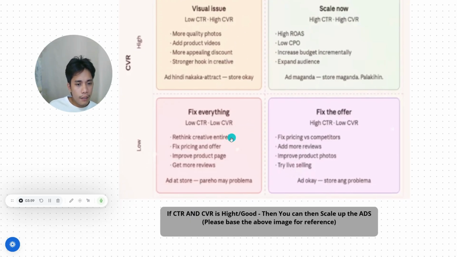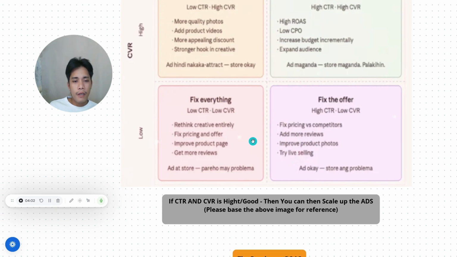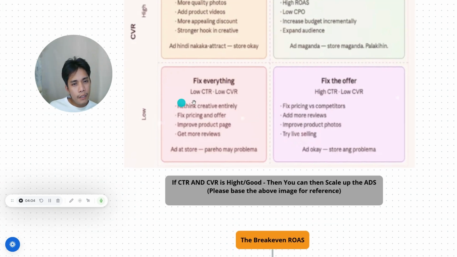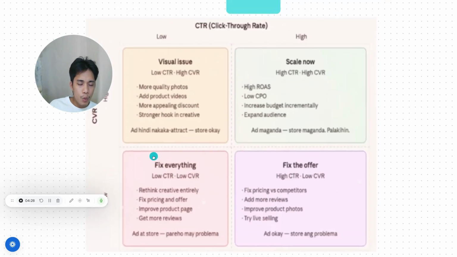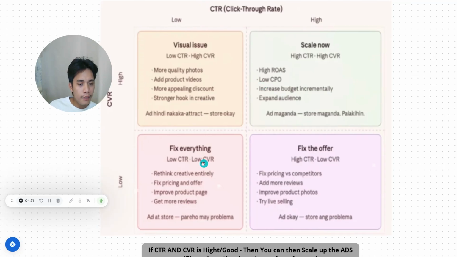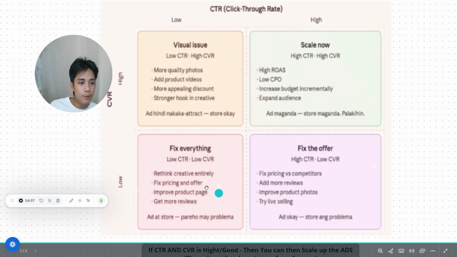And then an indicator that you have to fix everything is if you have a low CTR and a low CVR. If you're having low CTR and low CVR, you just have to fix everything. You have to rethink creative entirely, and then fix pricing and offer, improve the product page, or get more reviews. Those are the results of low CTR and low CVR. You have to fix everything.